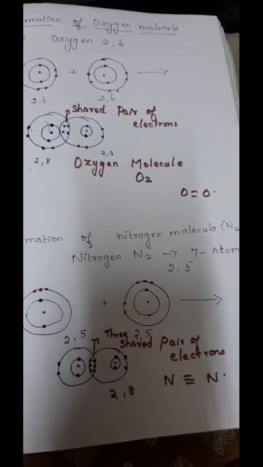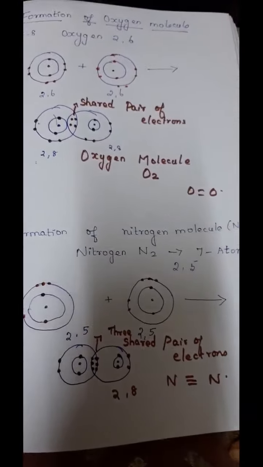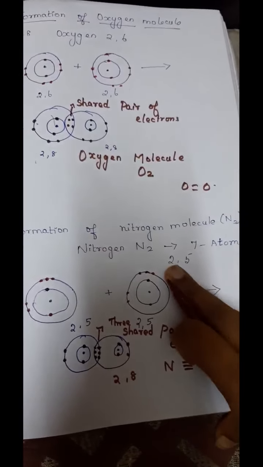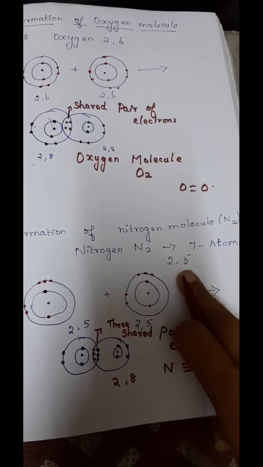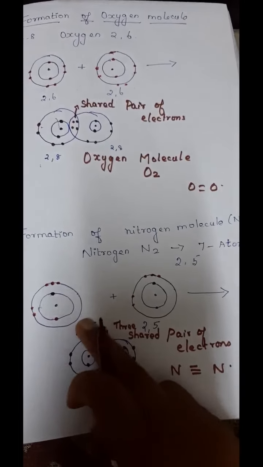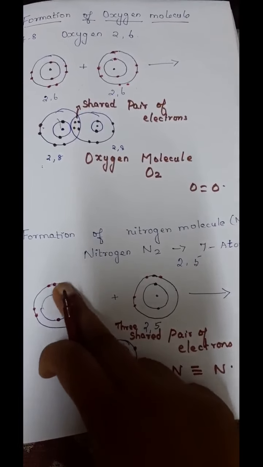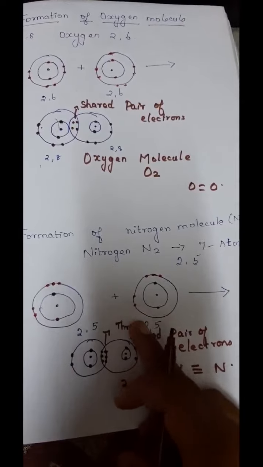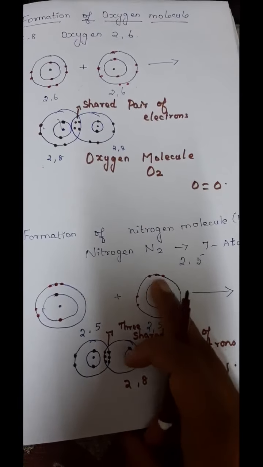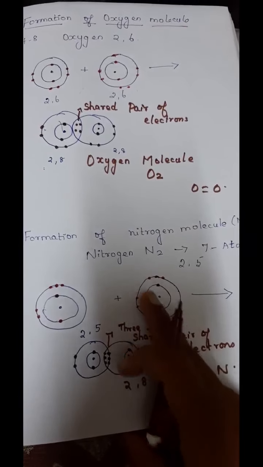Look at the formation of the nitrogen molecule. So the atomic number is 7. How will you distribute? 2, 5. First shell will be having 2 electrons, second shell will be having 5. 1, 2, 3, 4, 5. Then here also the first shell will be having 2 electrons, second shell will be having 5. 1, 2, 3, 4, 5.